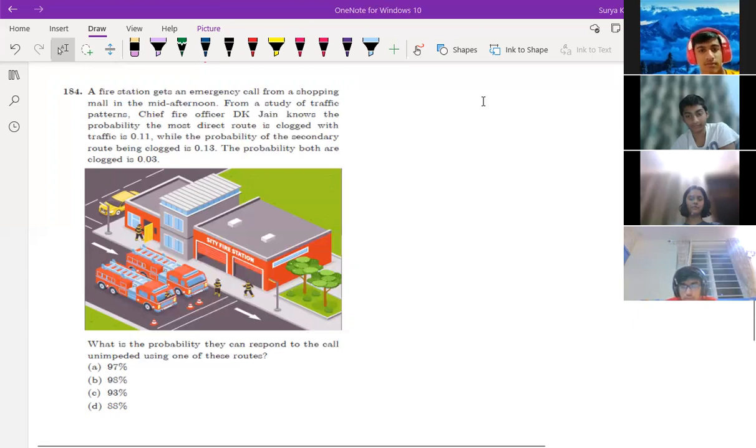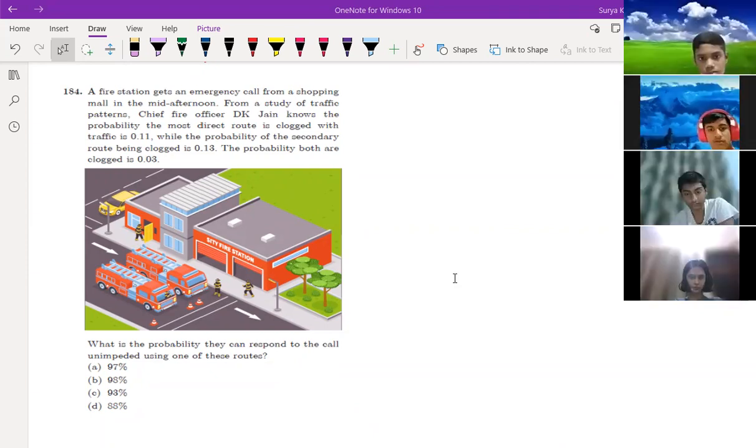What is the answer for this? A fire station gets an emergency call from a shopping mall in the mid-afternoon. From the study of traffic patterns, Chief Officer DK Jain knows the probability the most direct route is clogged with traffic is 0.11, while the probability of the secondary route being clogged is 0.13, and both is 0.03. What is the probability that they can respond to the call unimpeded using the routes? What is the answer for this?